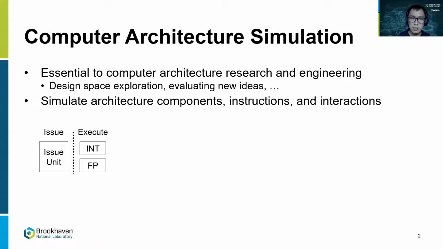Computer architecture simulators are essential to computer architecture research and engineering. They are used for design space exploration as well as to evaluate new ideas. A typical computer architecture simulator will simulate different architecture components, instructions, and their interactions. This figure shows a two-stage processor here. One is the fetch stage, one is the execute stage. We'll show how two instructions execute in these two stages.